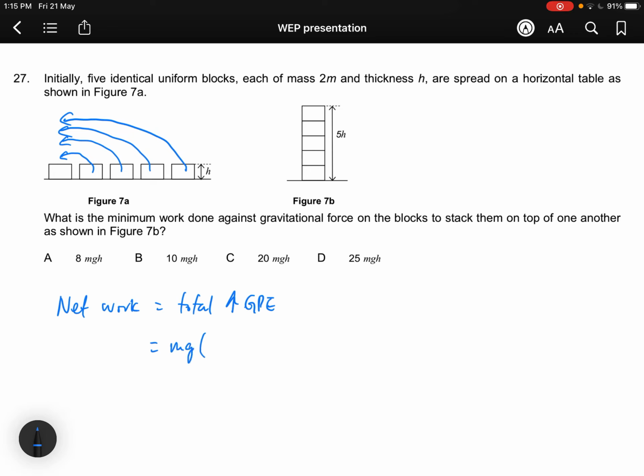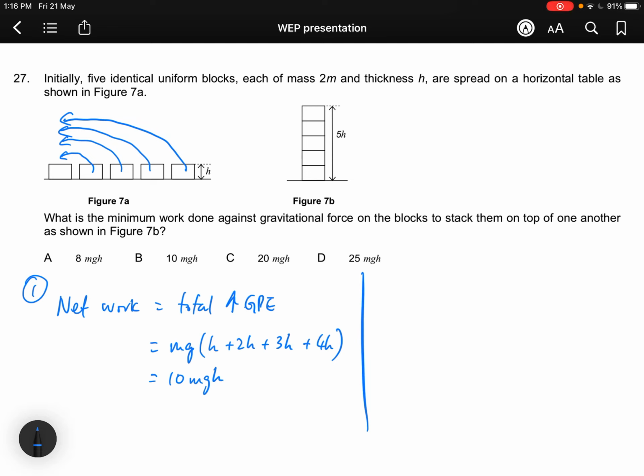So it equals mg times the first guy will have 1h, second guy will have 2h, third guy will have 3h, fourth guy will have 4h. In total there will be 10h, so it's 10 mgh, and this is method 1.